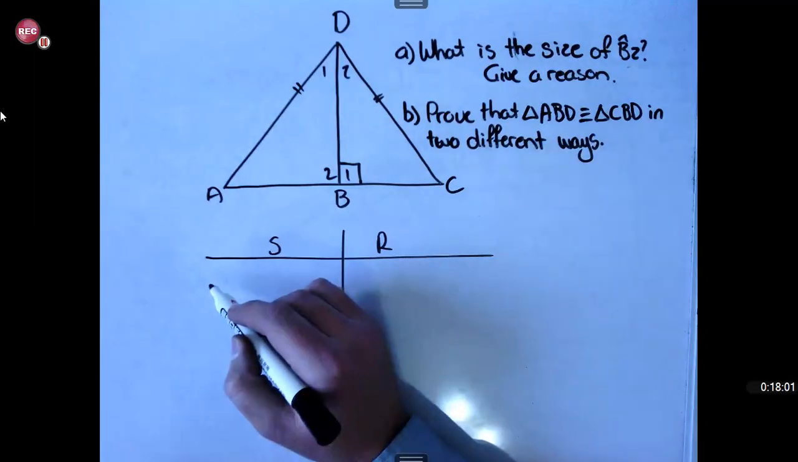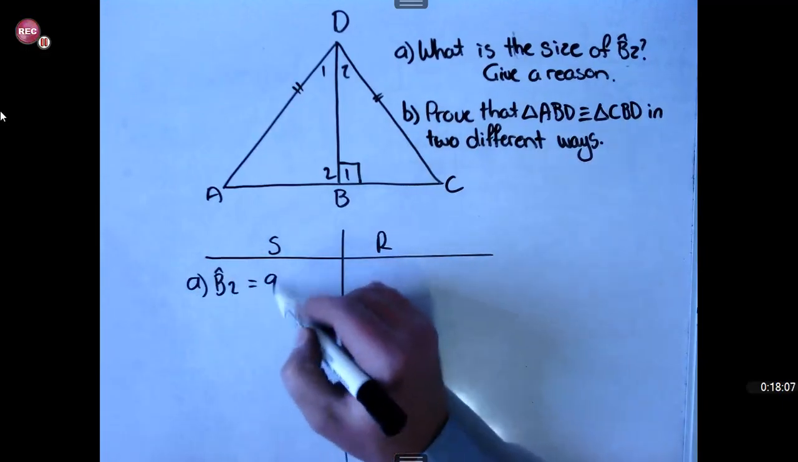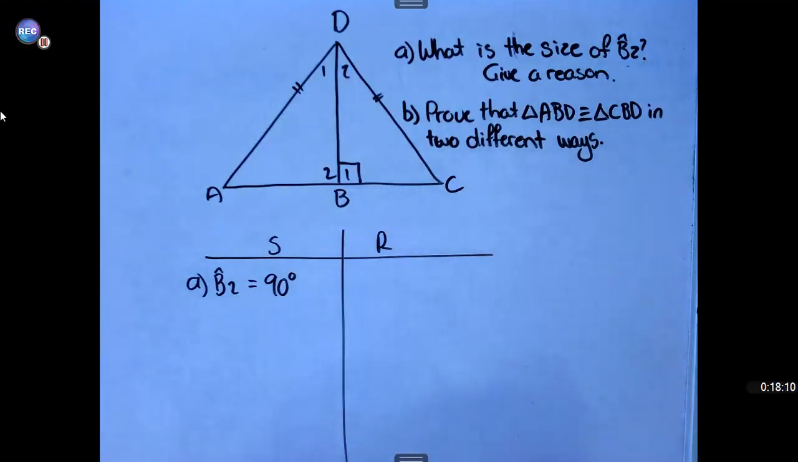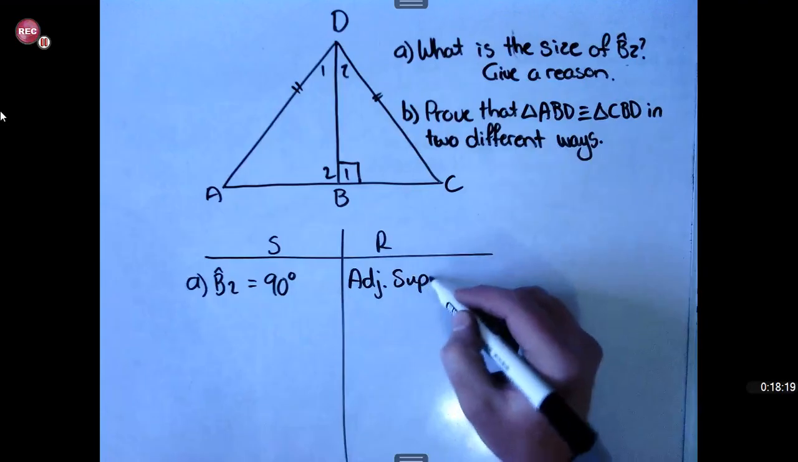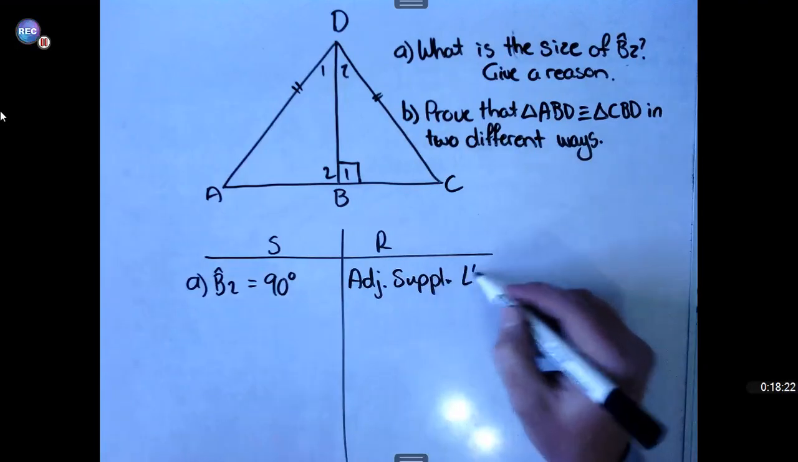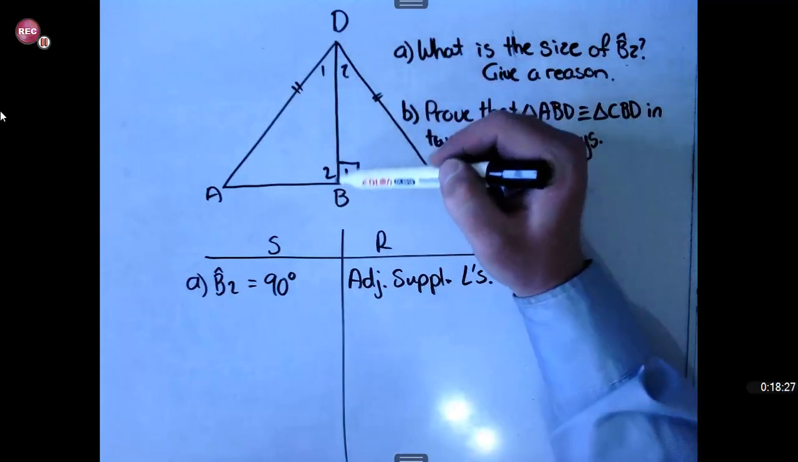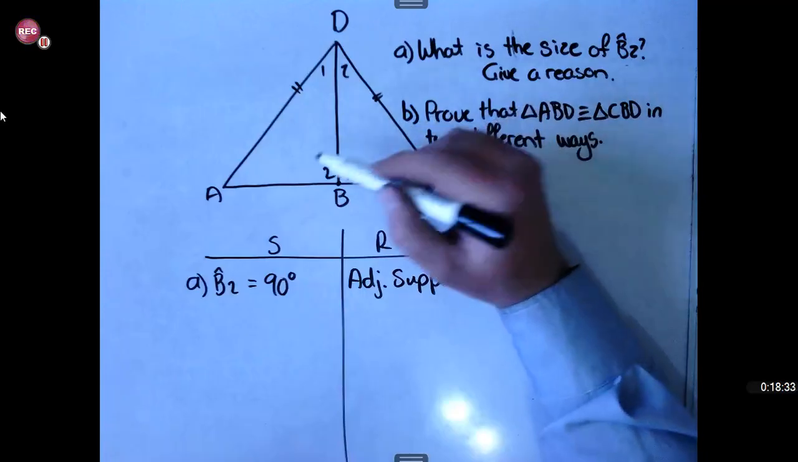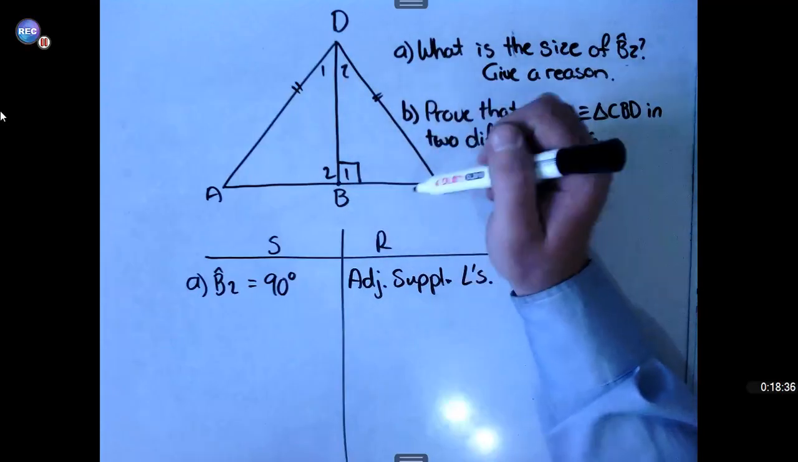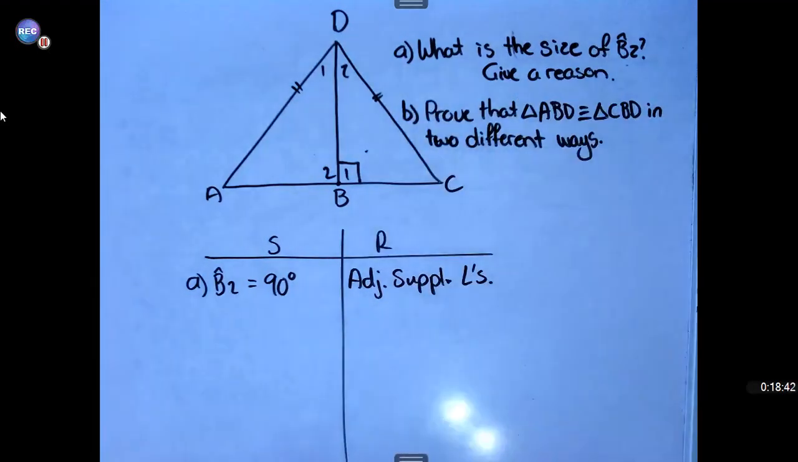So for question A, they ask you what is the size of angle B2? Angle B2 is equal to 90 degrees. And the reason why B2 is 90 degrees is the fact that they are adjacent supplementary angles. And the reason why they're adjacent supplementary angles is because you've got your common arm that comes through here. It shares the vertex at B. And obviously, because they share the same vertex, these 2 angles are adjacent to one another. Okay, and that's how you calculate question A.